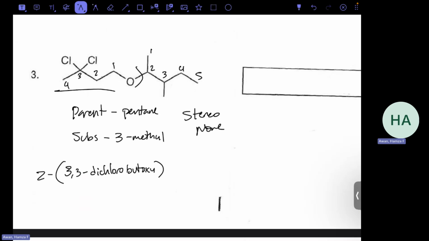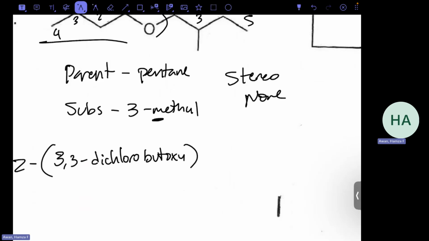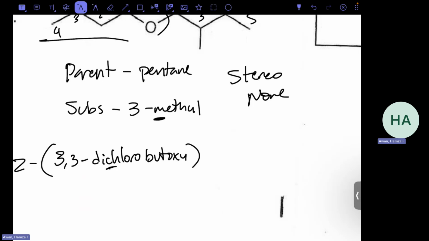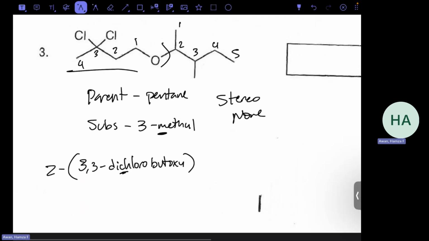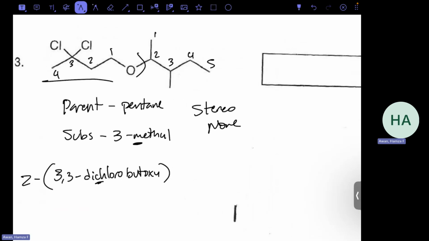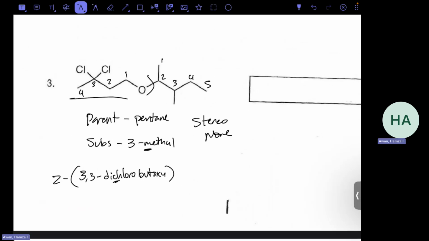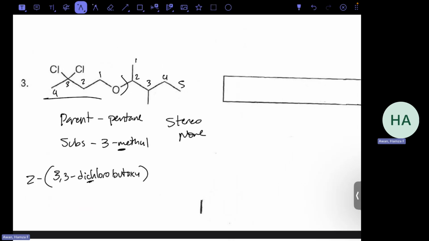And so whenever we're looking at this, remember that we're looking at the C in dichloro, not the D, and not the number that tells us how many. We're going to be looking at the actual substituent, right? So that means we're going to put the 2,3,3-dichlorobutoxy first, and then the 3-methyl, and then the pentane. So you can just go ahead and do that.